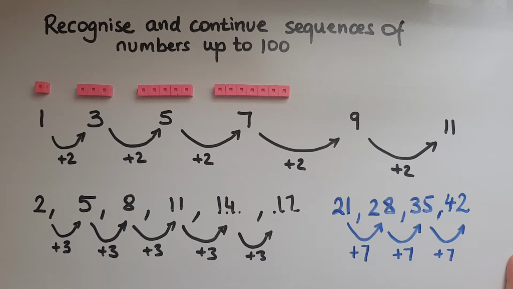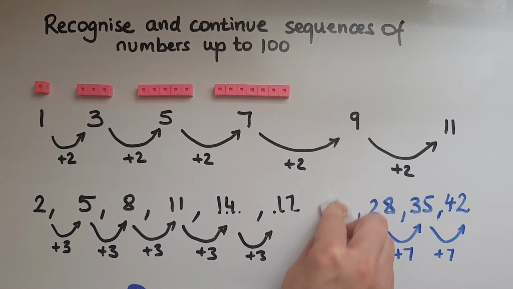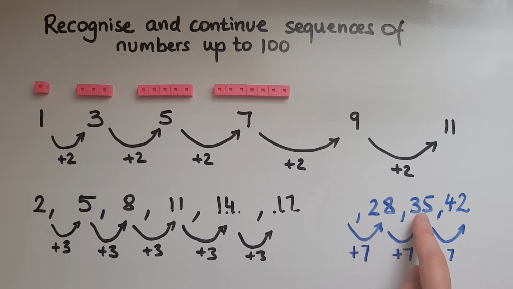But you may be given these, and you probably have to work out the first term. What is that first term? So if the difference between 28 and 35 is 7, between 35 and 42 is 7, the same difference will be between this first term and 28. So how do I find what is that missing number?